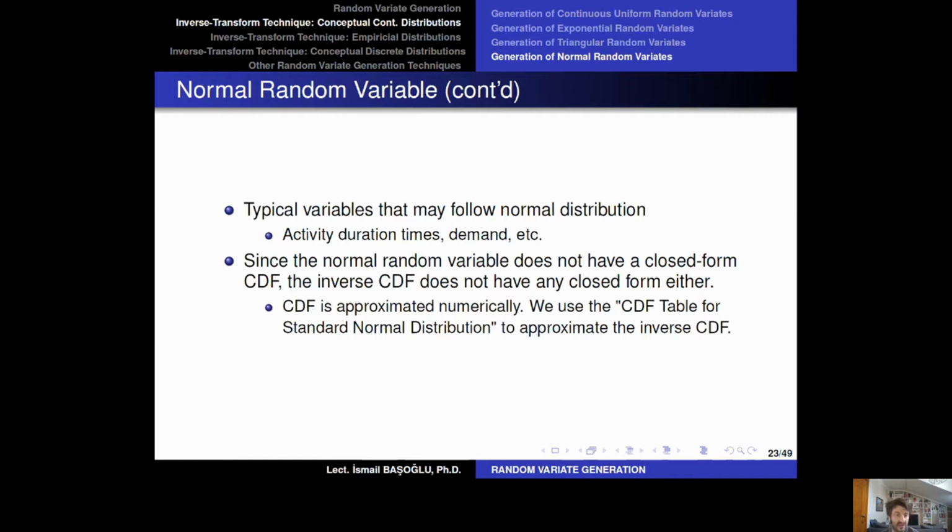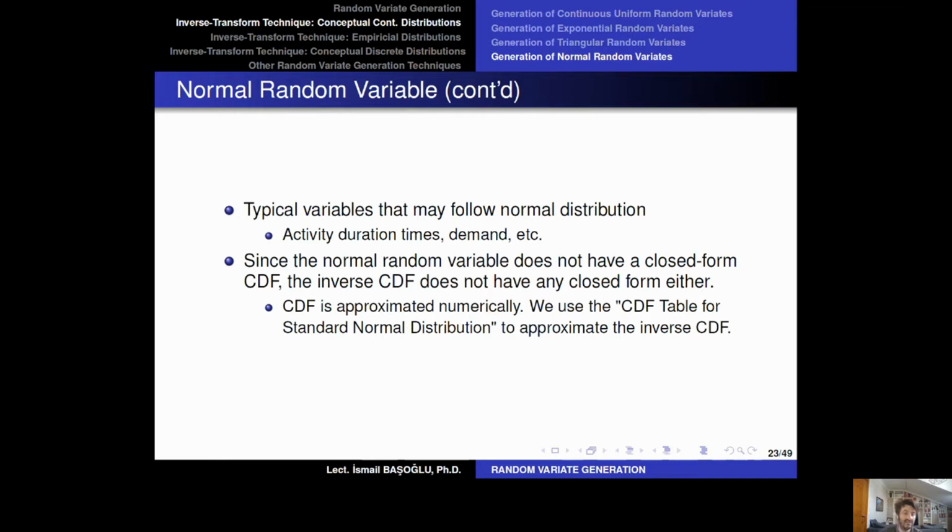At this point, for practical purposes, how can we use the normal distribution or the normal random variable to model the inputs of a discrete event system model? You see, mostly the activity duration times and demand are modeled with a normal random variable. It's a very practical situation that the activity duration times or the demand are normally distributed. Why? Because according to the central limit theorem, the sum of a large number of independent random variables should be normally distributed. So this is what the central limit theorem states.